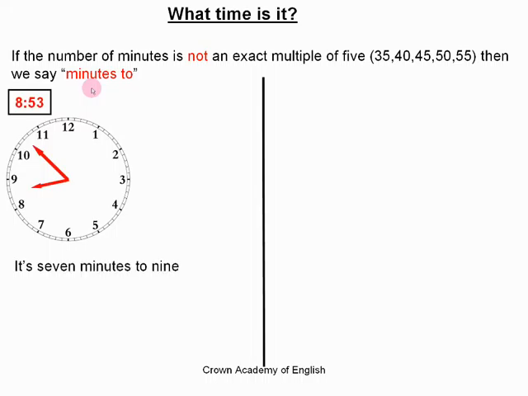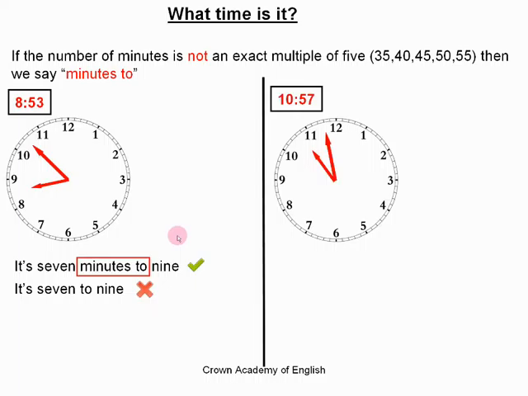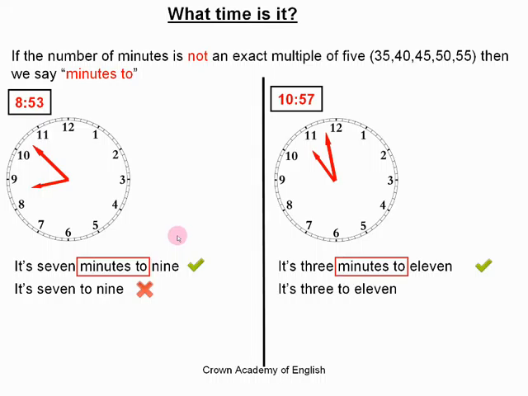Example. It's 7 minutes to 9. We do not say it's 7 to 9. That is wrong. Another example. It's 3 minutes to 11. That is correct. And it's 3 to 11 is wrong.